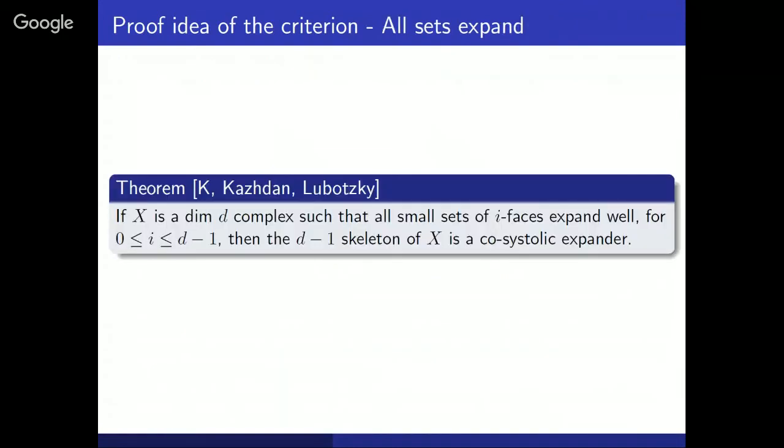In my work with Kaufman and Alex Lubotzky, we've shown that there is a reduction: if you prove it for all small sets, then you can get it for all sets. If you have a d-dimensional complex, you can look at its d minus 1 skeleton, and in that complex, all sets will expand. So there is a reduction from small sets to all sets.